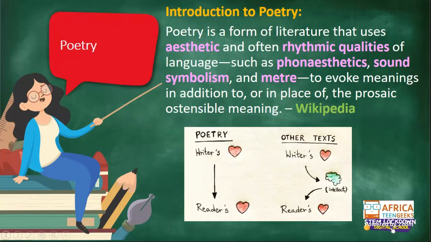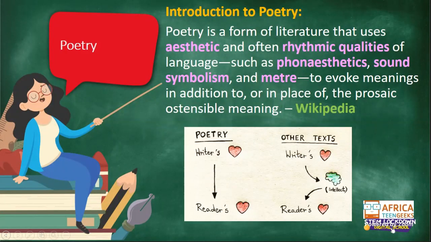ostensible meaning. So this is a definition I got from Wikipedia, which in short basically means that poetry is literature that uses a lot of rhythmic elements, a lot of sound, a lot of meter in order to create a beautiful meaning. Okay, and if we look at the picture below, it says that with poetry, the writer's heart touches the reader's heart.